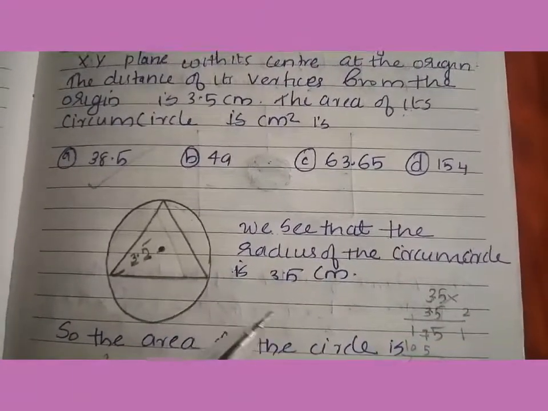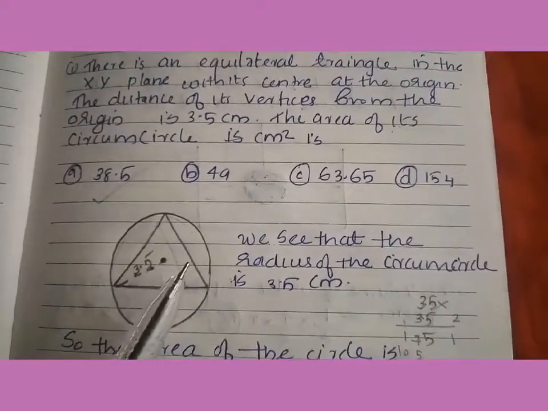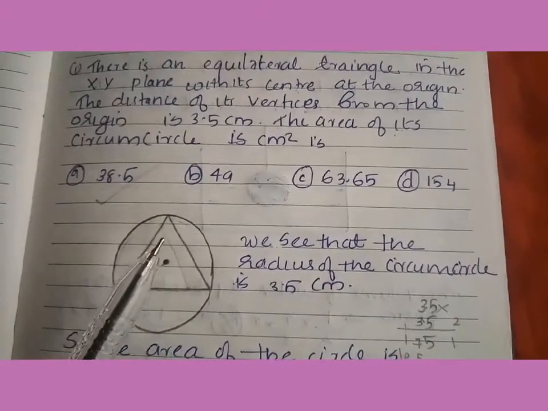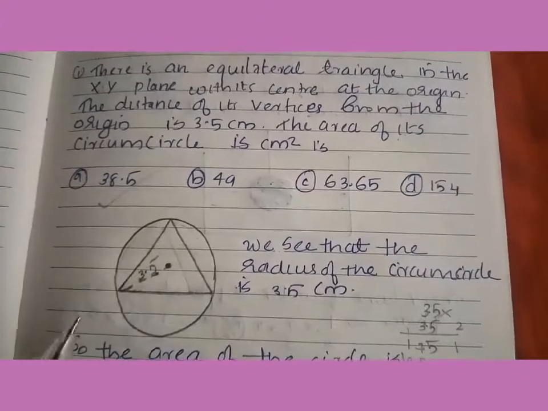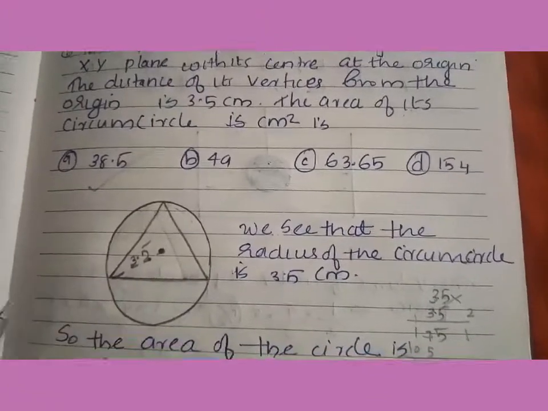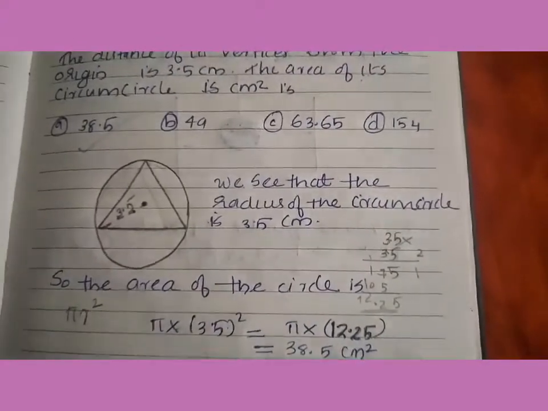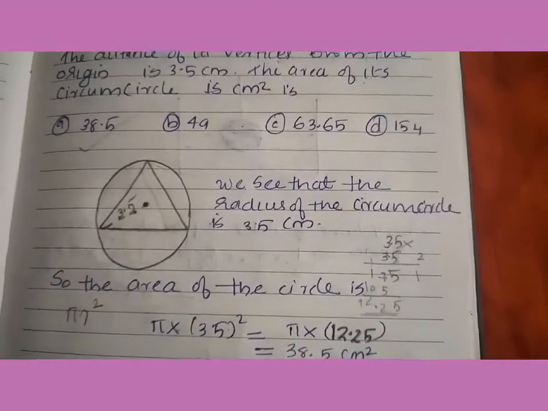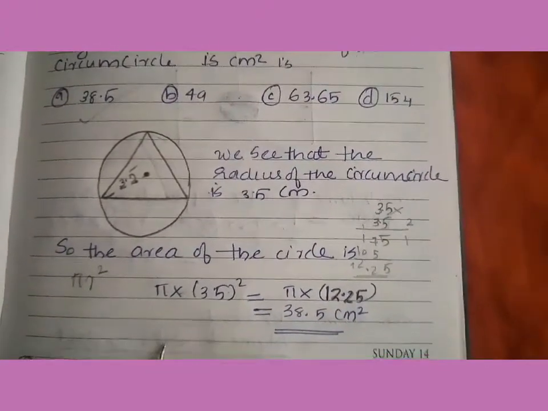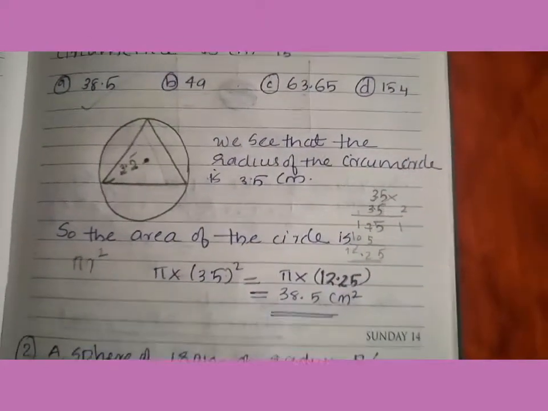Here we have been given 3.5 centimeter from the center of the triangle to the vertices. There is a circumcircle, and we have to find its area. It is very easy because the radius of the circumcircle is given. The area of the circle is pi r square, that is pi into 3.5 whole square, that is pi into 12.25, that is 38.5 centimeter square is the answer.